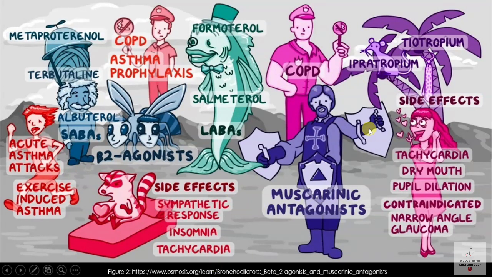Next are the muscarinic antagonists, which will be represented by two tropical palm trees. Since they have tropium in their name, the shorter tree has a rope in it for the shorter acting ipratropium, while the longer tree has ties hanging off it for the long acting tiotropium. Since they are more effective for COPD and less effective for asthma, let's have a buff cop holding a tiny smoke sign.